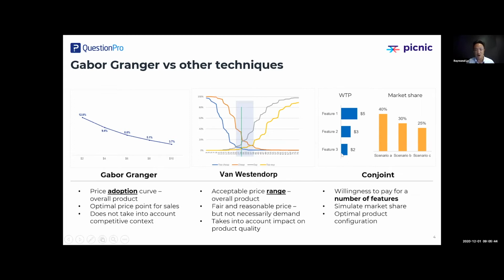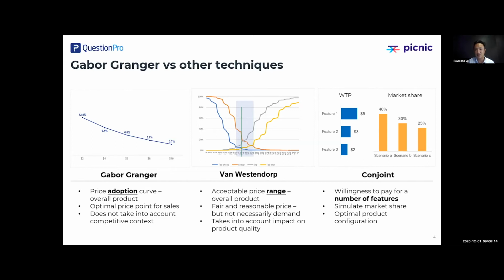So while Van Westendorp and Gabor Granger talk about take up and acceptable price for the product overall, conjoint tells you, well, if I break this product up into different parts, how much is someone willing to pay for part A versus part B versus part C? So that's the beauty of it. And because it's so powerful, it can also look at things like market share as well, because it includes the competitive context, which Gabor Granger doesn't have. So it's more powerful in that respect.